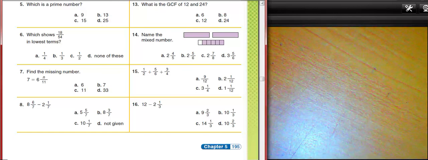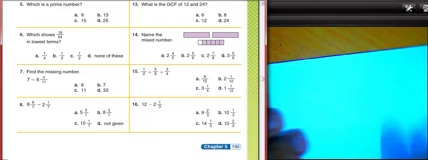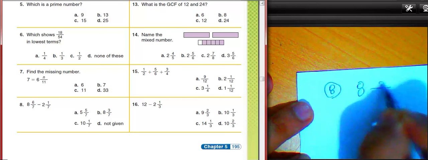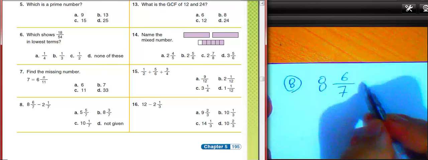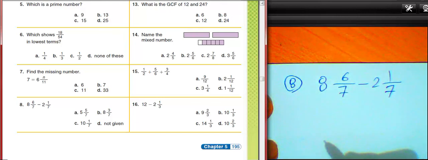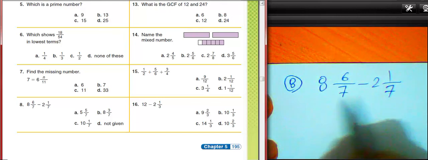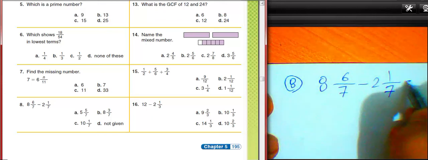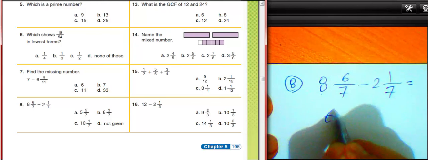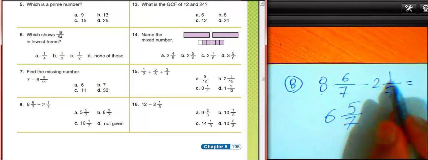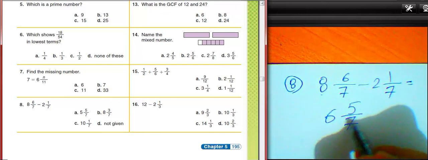And what about question number 8? 8 and 6 over 7 subtract 2 and 1 over 7. We can find the result. It's easy because we have the same denominator, 7. Then you can write 8 subtract 2 equals 6. 6 subtract 1 equals 5 over 7. The result will be 6 and 5 over 7.